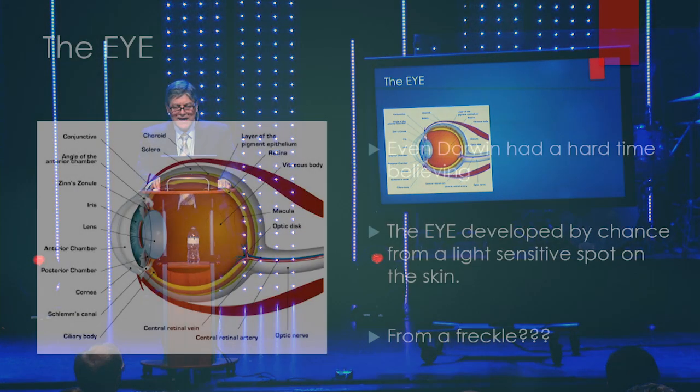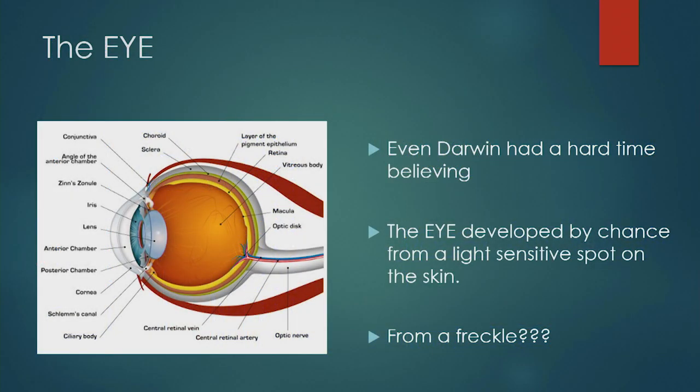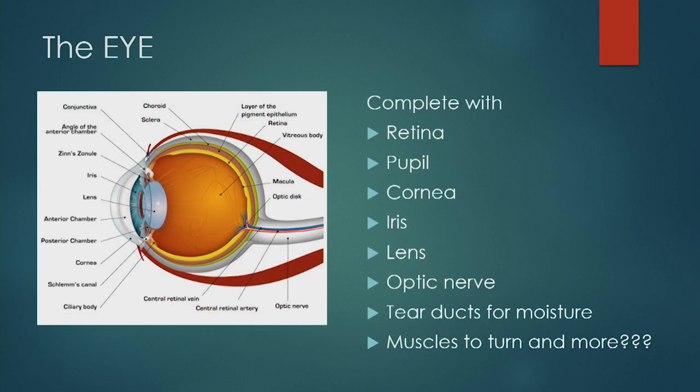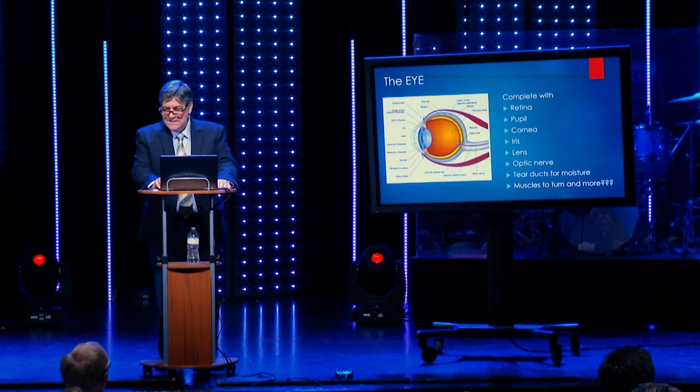Now look at the eye. Even Darwin had a hard time thinking that the eye had developed by chance from a light-sensitive spot on the skin, like a freckle. Think of this: complete with retina, pupil, cornea, optic nerve, iris, lens, tear ducts for moisture, muscles to turn. It's ludicrous to believe that something this complex evolved by chance.